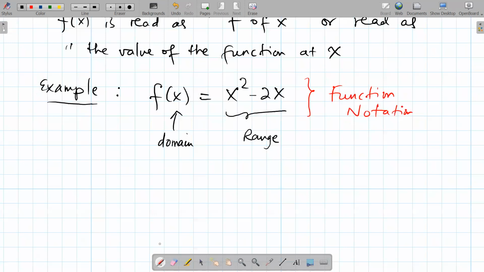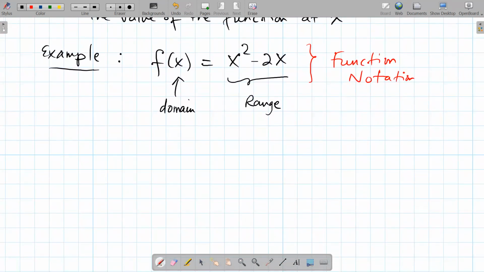Now, when the value of x is given, the value of y can also be found. Without that, we can't do anything here. If you are just given this and they ask you to evaluate without any value or expression replacing x, we cannot do that. So that's what it means to have a function notation.